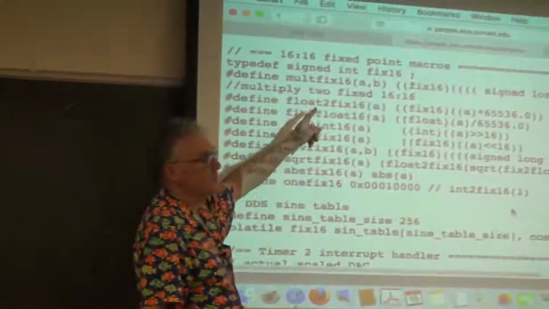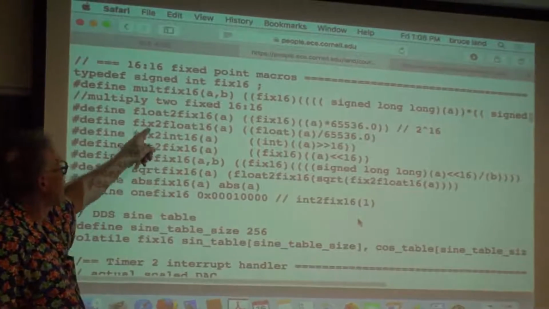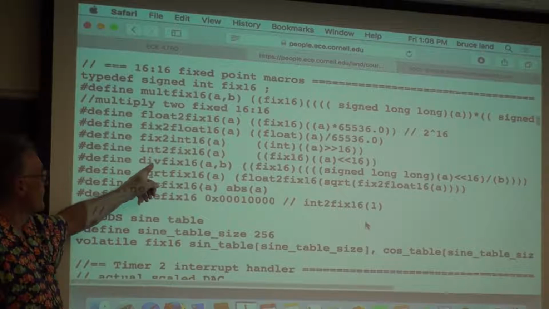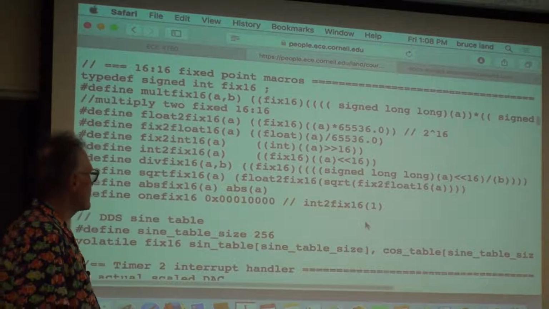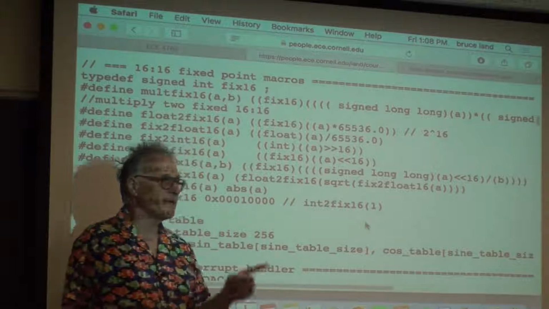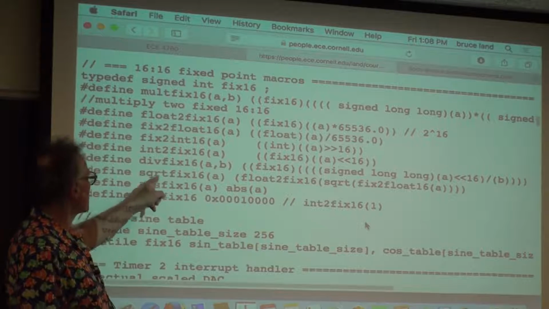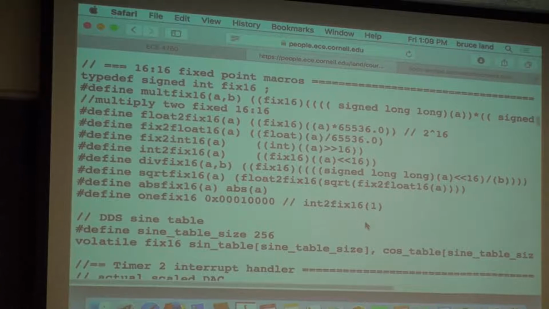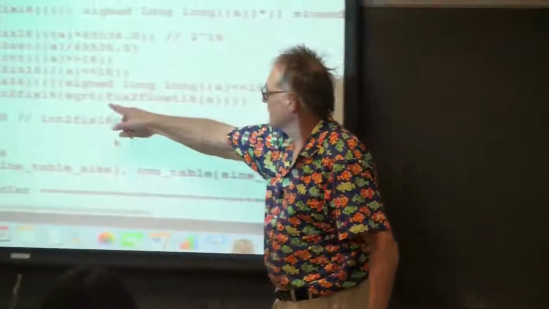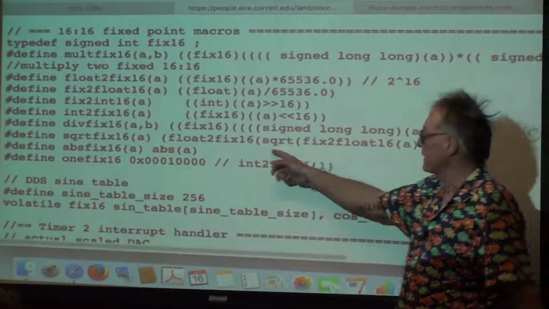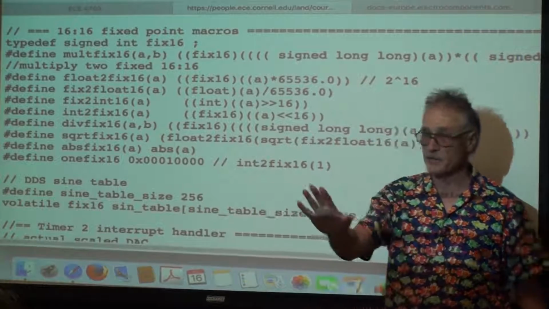Float to fix, to take a floating number and turn it into a fixed point number, fix to float, fix to int16, int to fix 16, divide. It turns out that a fixed point divide is not faster than a floating point divide. And a fixed point square root is a good deal slower than a floating point square root. Why do you think that is? But what my fixed 16 does is float the number, take the square root floating, and then fix it again. That's faster than actually doing the fixed square root.